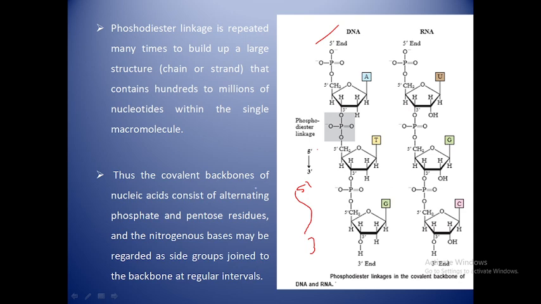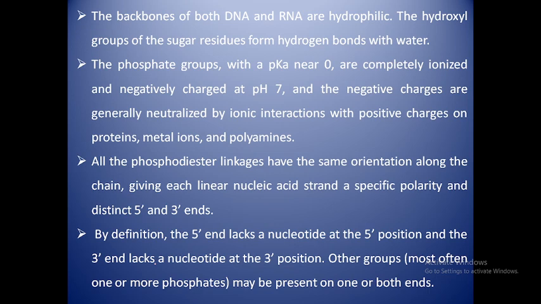Thus the covalent backbone of the nucleic acid consists of alternating phosphate and pentose residues, and the nitrogen bases may be regarded as side groups joined to the backbone at regular intervals. So these are some of the key points for the phosphodiester linkage.